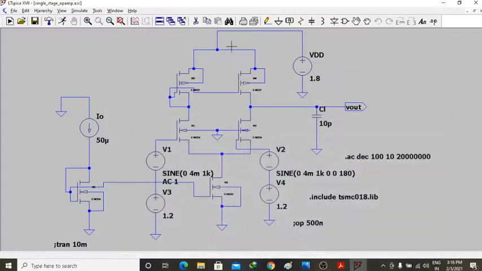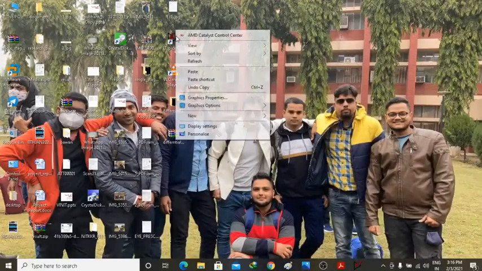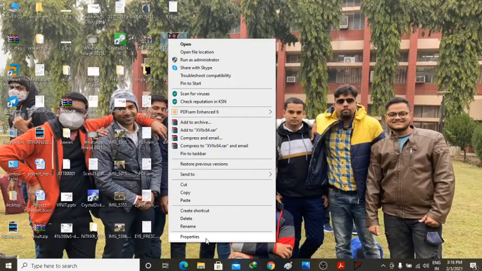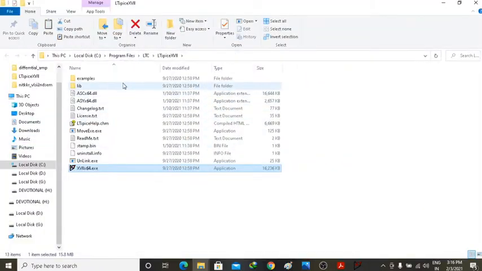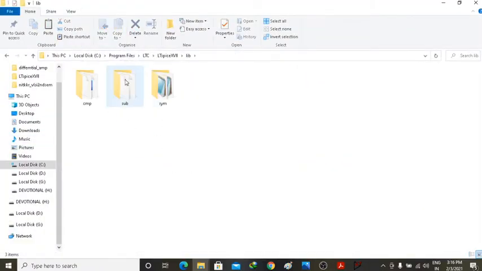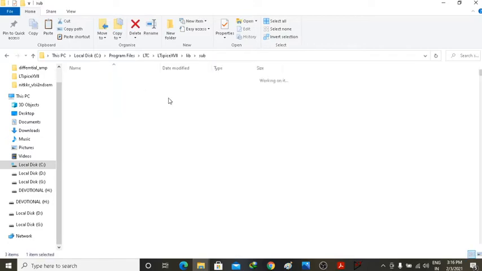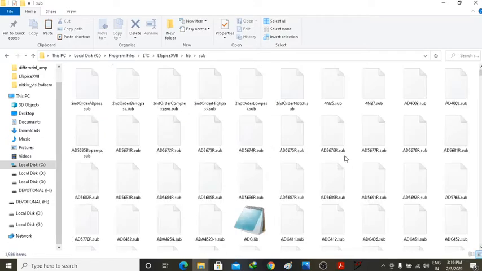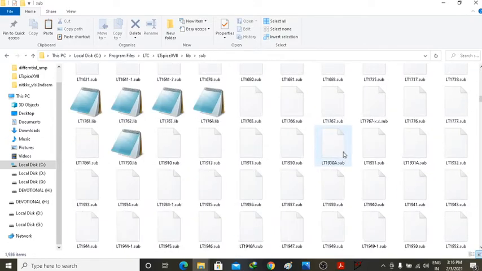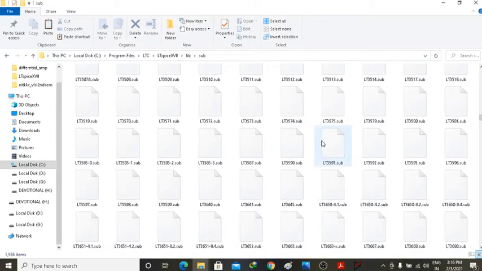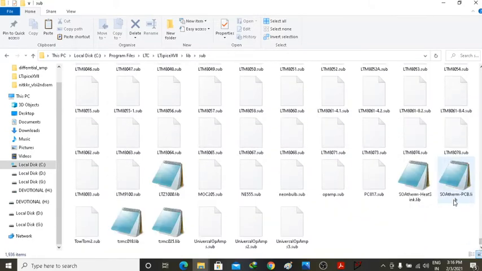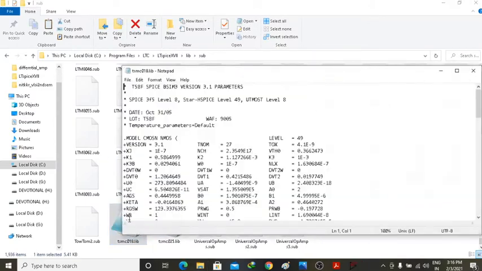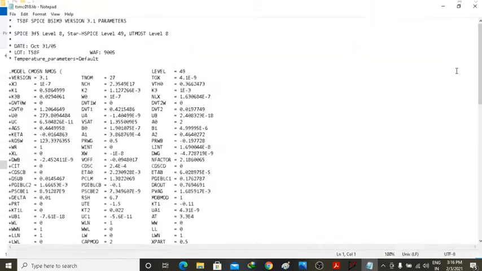For that, you just simply right click on this LTspice icon on your desktop. Go to properties, open file location, then inside the file location go to lib. In the lib you will find one folder called sub. Inside the sub directory there will be a file. I think you have added it already in your laptops. If you have followed my previous tutorials, then you must have added it. So there will be a file tsmc018.lib. So you just simply open it in WordPad or Notepad.